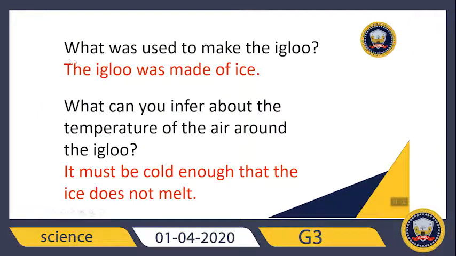This question comes up. What was used to make the igloo? Alright, the ingredients of igloo is the igloo was made up of snow, of ice. And what could you infer about the temperature of the air around the igloo? It must be cold enough that ice does not melt.